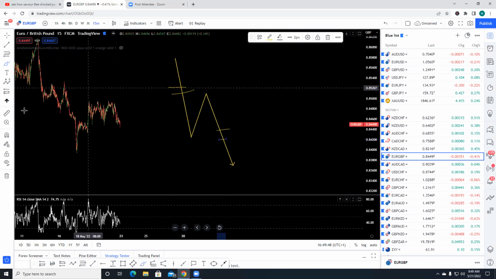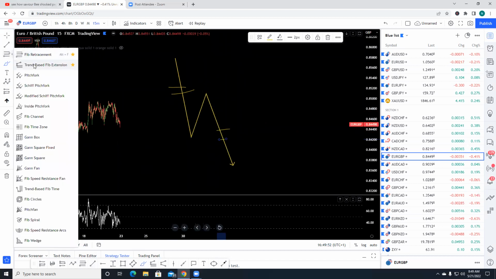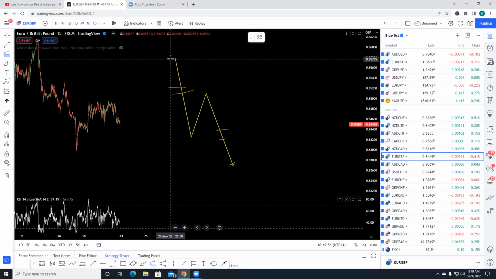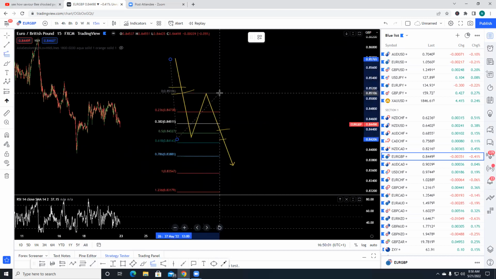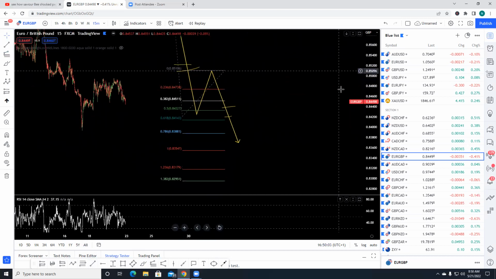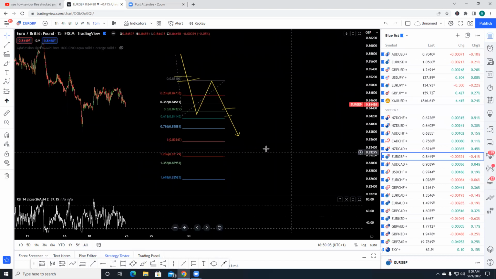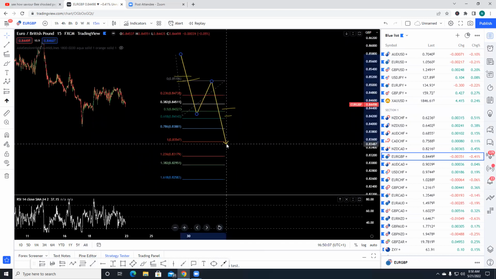So how do you get that equal length? We make use of what is called trend-based fib extension. Look at it here, guys. So you drop it here, drop it at the end, take it back to the end of wave B. You now project where you have 100% retrace extension.